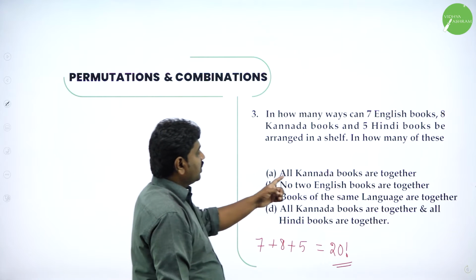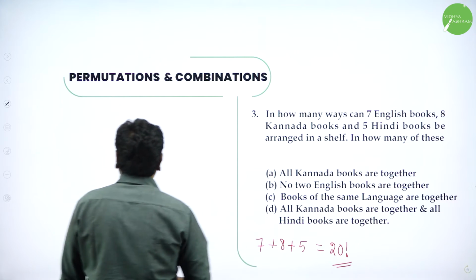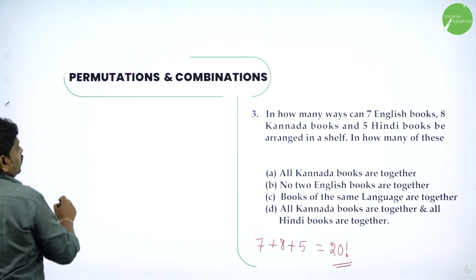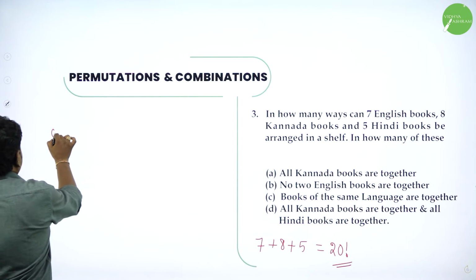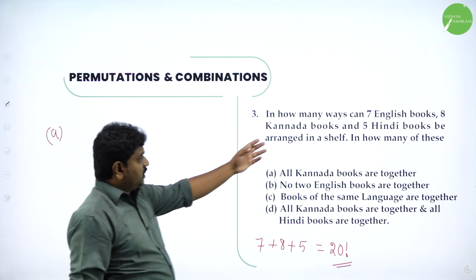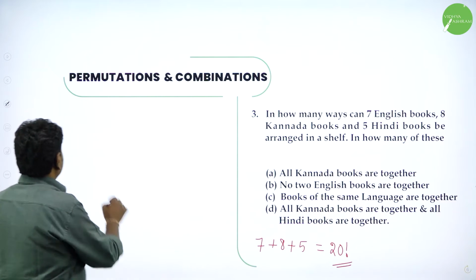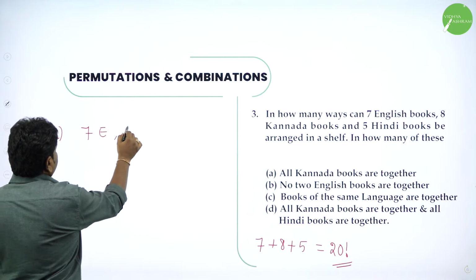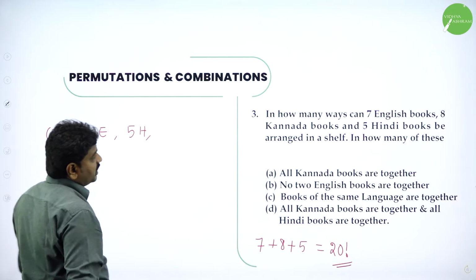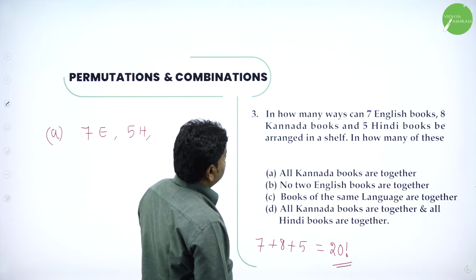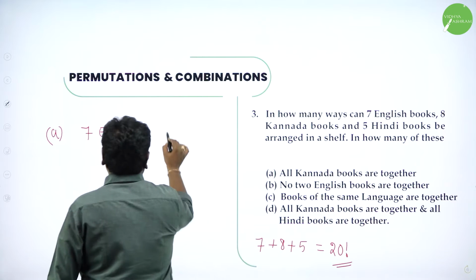And all Kannada books are together. See, now what is given? So I am solving the first part. In the first part, I see 7 English books, 5 Hindi books, and how many Kannada books? 8 Kannada books.